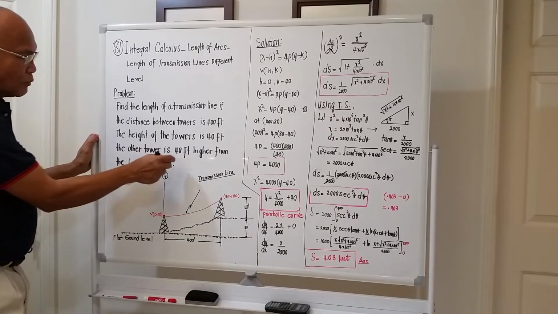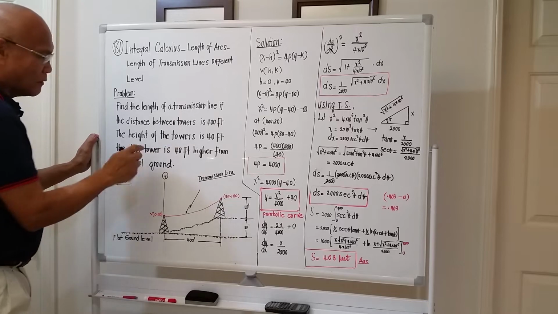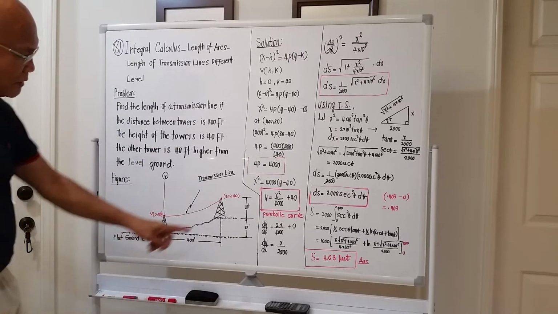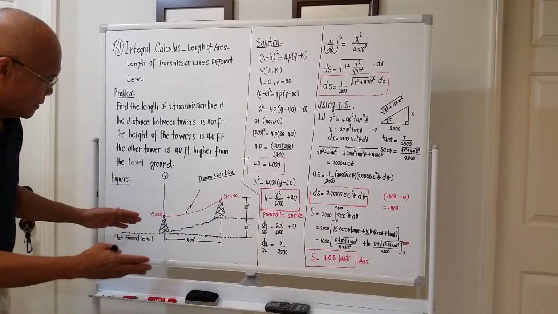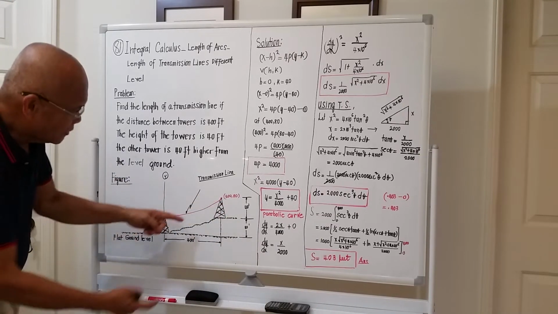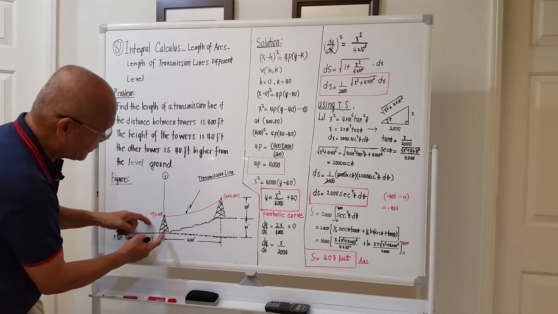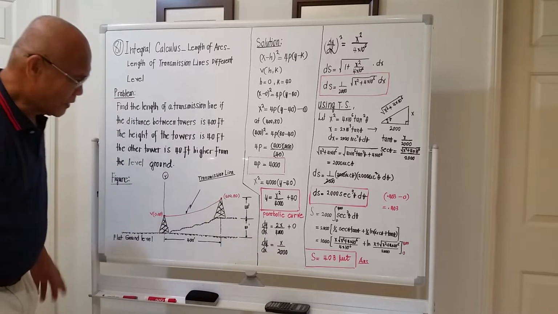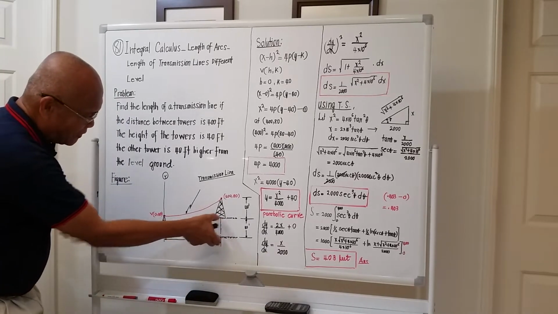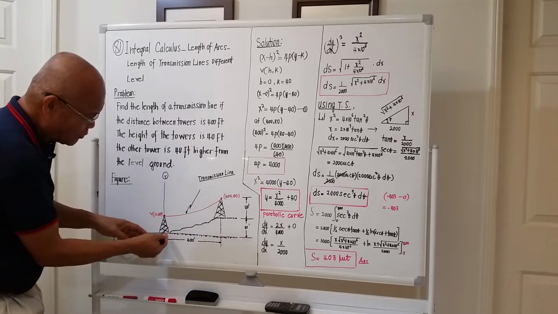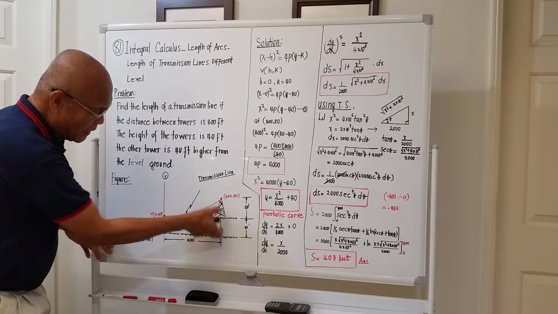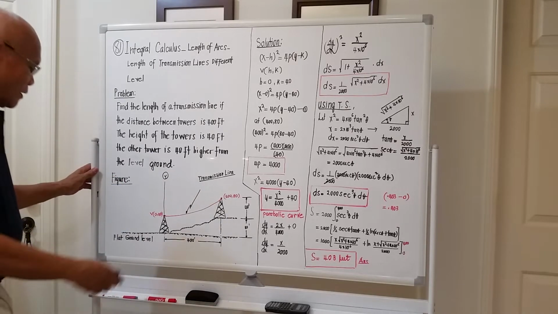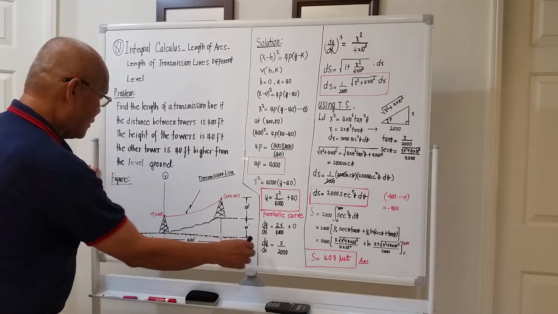The other tower is 40 feet higher from the ground level, meaning the first tower is at a lower level than the second tower. The second tower is 40 feet higher with respect to the first tower. So this is 40 feet. Their difference in height with respect to their base is 40 feet. You see it, guys? This is the flat ground level.